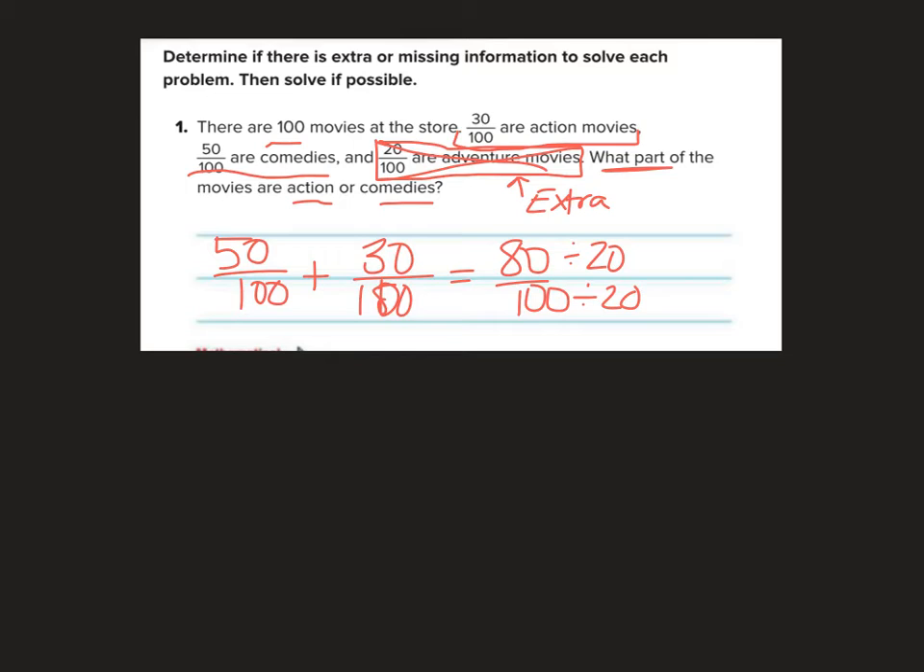Okay, so 24/60 simplifies to 4/5. 4/5 of the movies are action or comedy movies. Okay, if it doesn't tell you to simplify or tell you to write it as a denominator of 100 like it's been doing, always simplify. Always, always, always simplify.